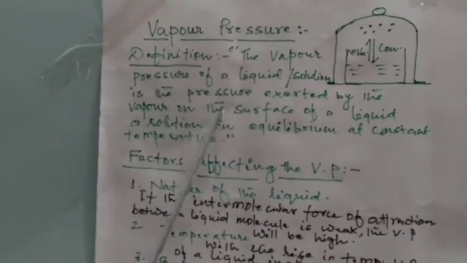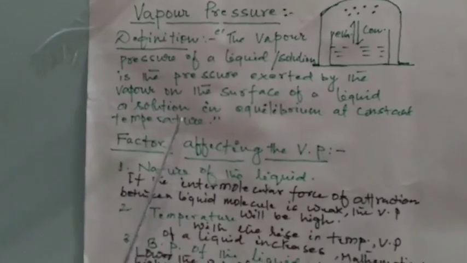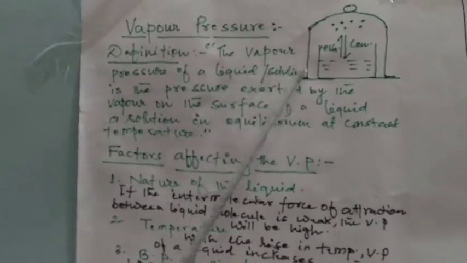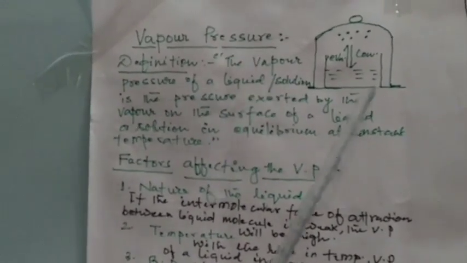The vapor pressure of a liquid or a solution is the pressure exerted by the vapor on the surface of the liquid or solution in equilibrium at constant temperature. Understood? Once again I am repeating, the vapor pressure of a liquid or a solution is the pressure exerted by the vapor on the surface of a liquid or a solution in equilibrium at constant temperature.